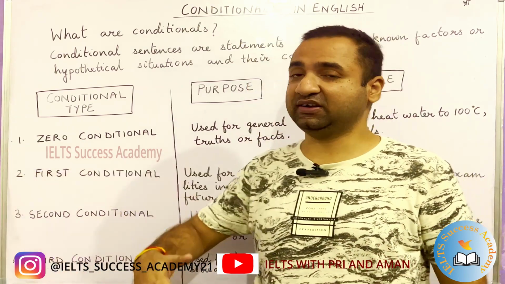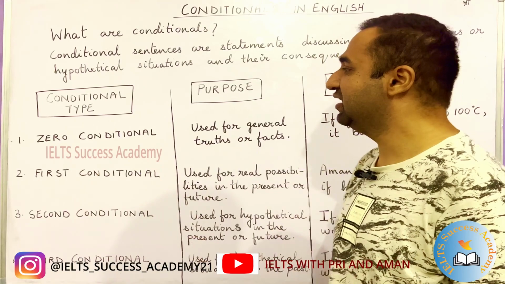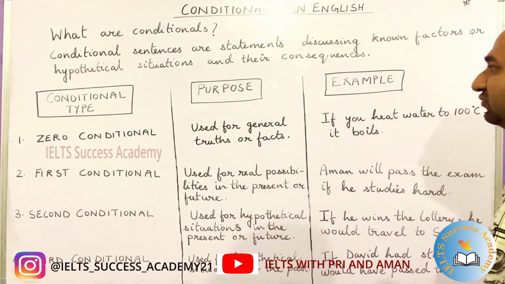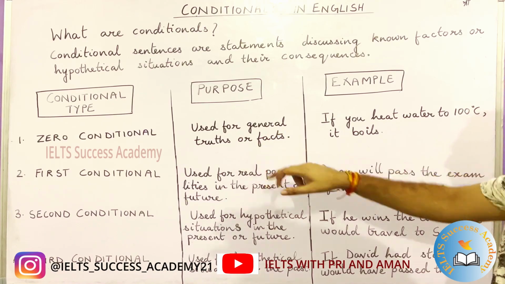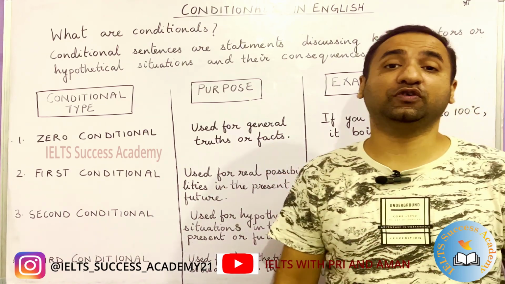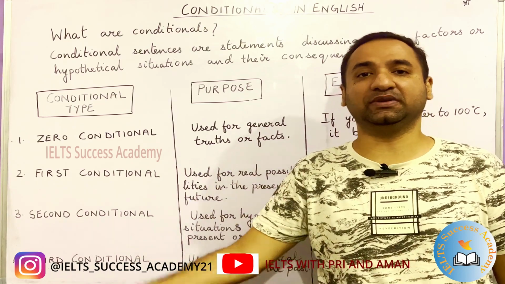Okay. So, what are different conditional types in English? The first one is zero conditional. Its purpose is to express general truths or facts. If this happens, the result will be this.